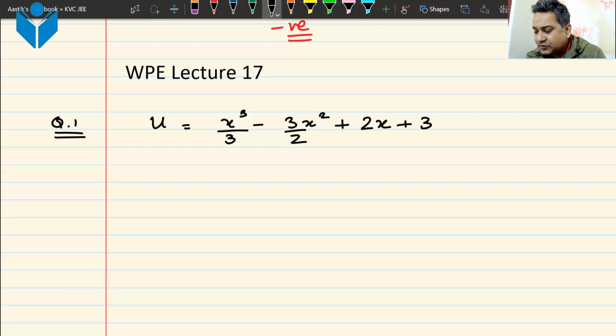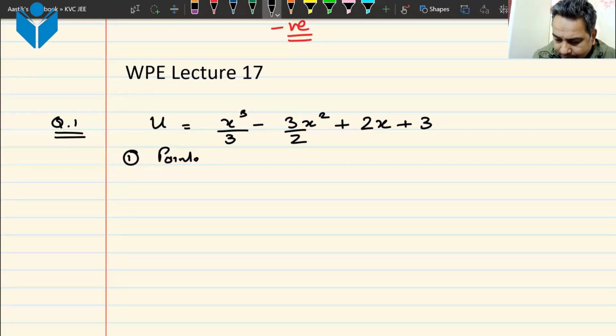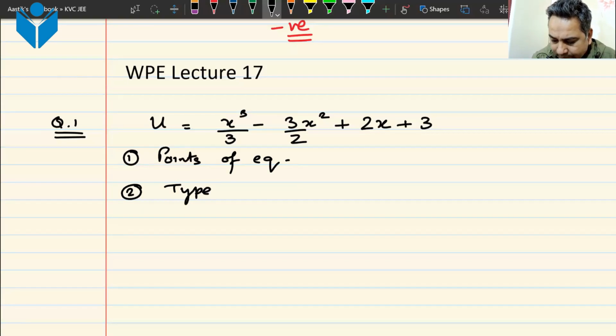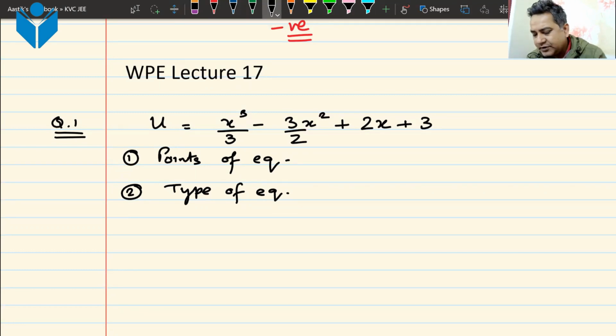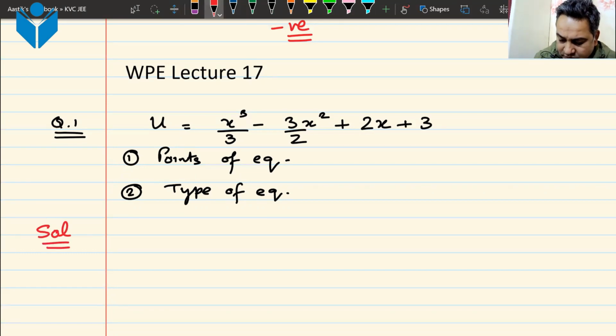Now in this question we are supposed to find out number 1, the points of equilibrium, and number 2, the types of equilibrium. I'll give you a minute to think about this question and solve it. It's an easy question. Let's see how many of you can do this. There is nothing special that you have to do. You just need to do what we have been doing in the previous class. So let us go ahead with this question first.